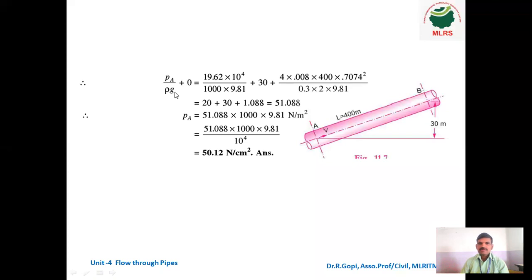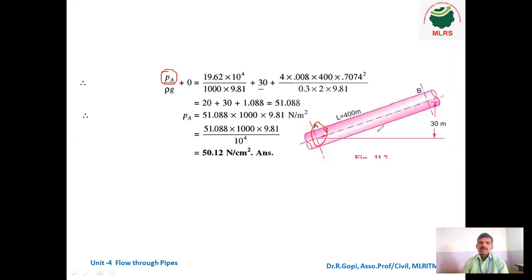So PA divided by rho g, we don't know. We have to find this PA, so keep it as it is. Next, VA and VB are both the same, so they get cancelled. Plus Z1, and Z1 is 0 at point A, the datum is 0. This is equal to PB divided by rho g. PB is given as 19.62 into 10 power 4 divided by 1000 into 9.81, plus Z2 which is 30, plus 4 f L, where f is 0.008.